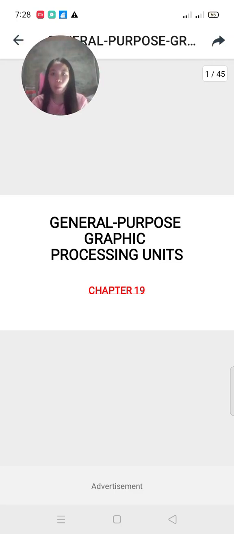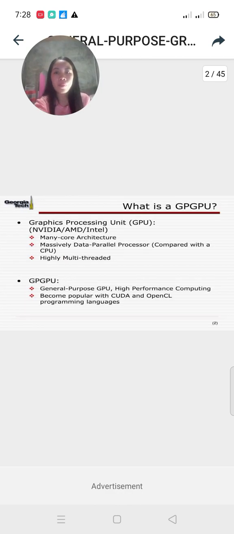Okay, good everyone. Now I will discuss to you about the General Purpose Graphic Processing Units, Chapter 19. Okay, what is GPGPU? GPGPU is a graphics processing unit that is programmed for purposes beyond graphics processing, such as performing computation typically conducted by a central processing unit or CPU.